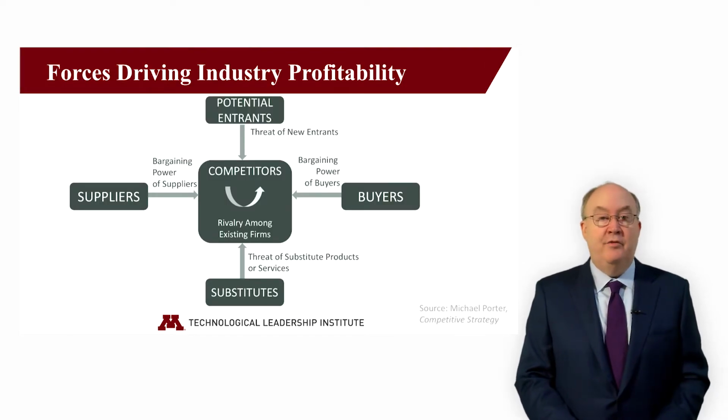Porter identifies 5 competitive forces that together determine the intensity of industry competition and thus profitability. Those forces are the threat of new entrants, the threat of substitute products or services, the bargaining power of buyers, the bargaining power of suppliers, and the rivalry among current competitors.